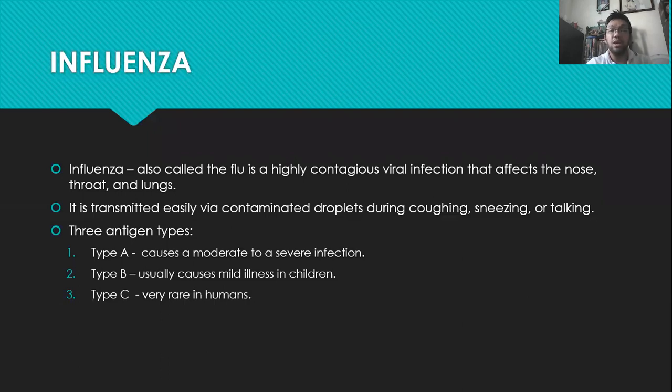And there are three types of antigen for influenza. We have type A. This causes a moderate to severe infection. Type B, wherein it usually causes mild illness in children. And type C, which is very rare in humans.